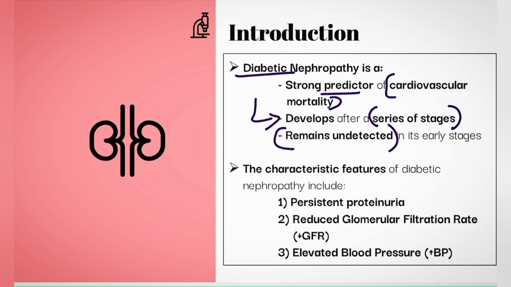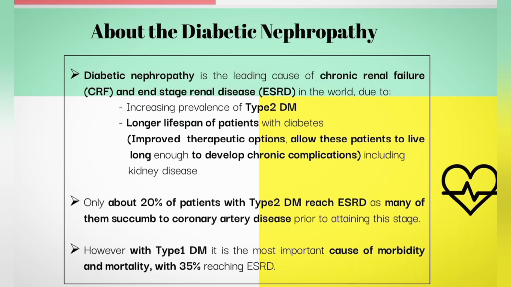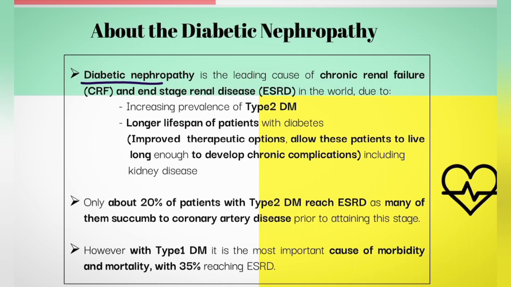The characteristic features of diabetic nephropathy include persistent proteinuria, meaning persistent secretion of proteins in the urine. There will be reduction in the glomerular filtration rate, and the blood pressure will be elevated in such patients. Diabetic nephropathy is one of the leading causes of chronic renal failure, also known as end stage renal disease, in the world.